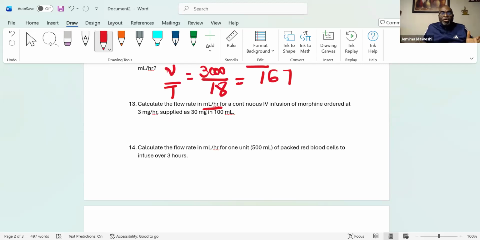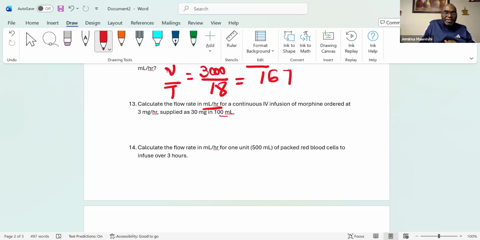Do you see the volume? If you call 100 your volume, but what is the time? There is no time. You cannot use that per hour, like 1 hour. No, you cannot do that. For your infusion rate, you have to say to be infused over 1 hour, 2 hours, 3 hours, not 3 milligram per hour.